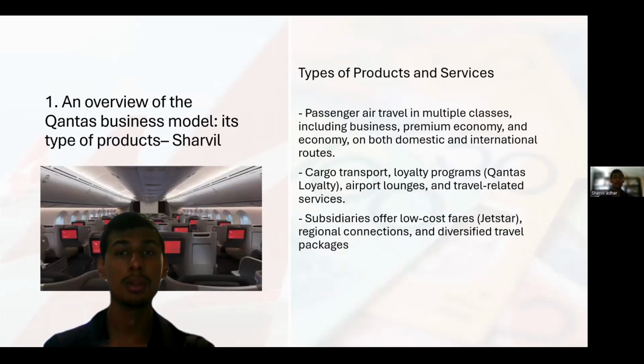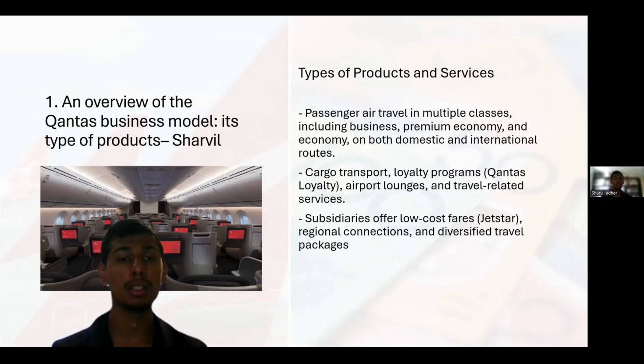So next, let's talk about the products and services Qantas offers us. Qantas offers a wide range of products and services designed to meet the needs of diversified travelers. Its core service is air travel, available in business, premium, economy, and other classes, across domestic and international. Beyond passenger transport, Qantas provides cargo services.